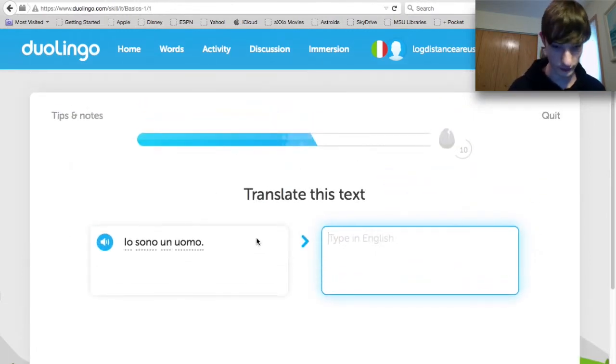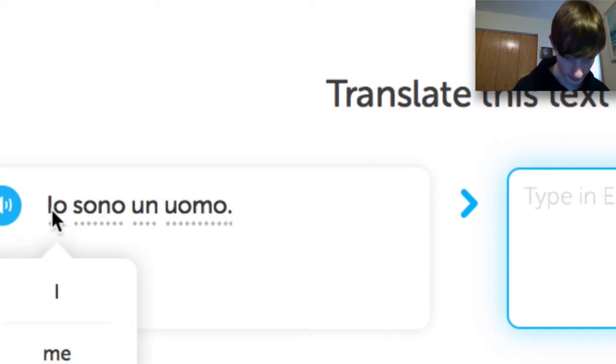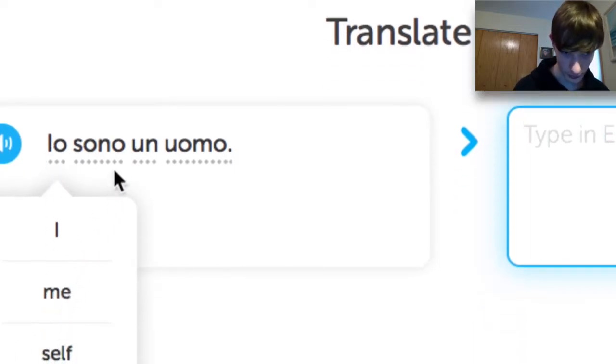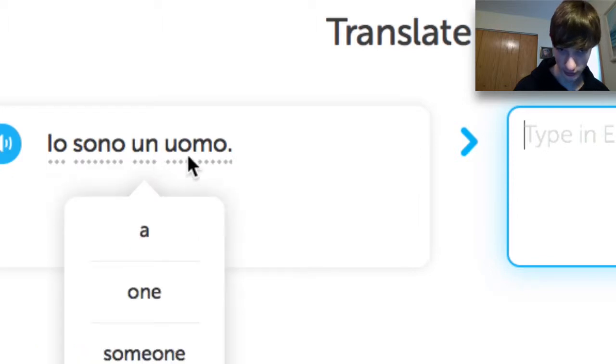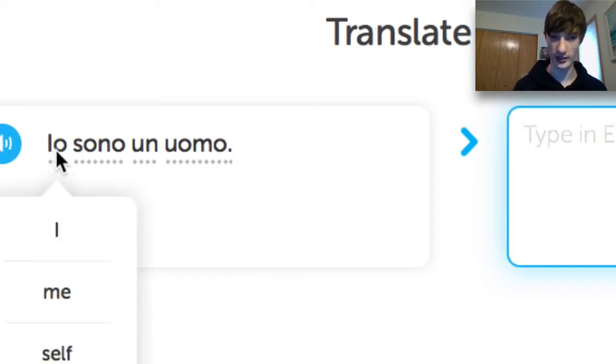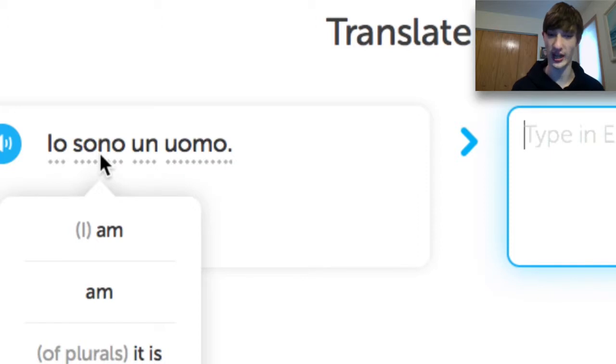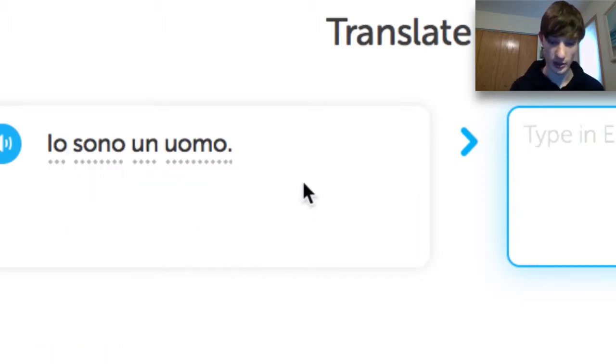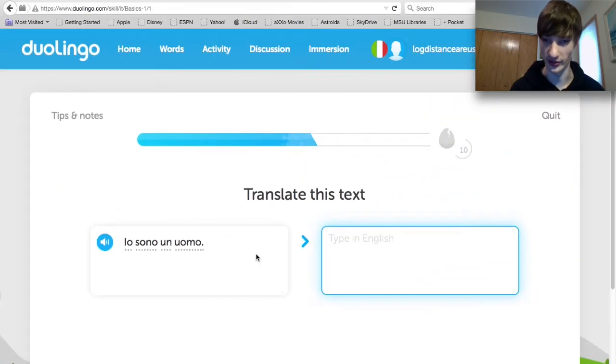Yeah, move on. Io sono un uomo. Io is essentially "I." Now, because sono is conjugated to say "I am," just like "you are" and "he is" look different, you can tell it says "I am." So you really don't need the io at the beginning. That's just my knowledge from Spanish. I'm assuming Italian's the same way. I think I saw a tip in Duolingo earlier when I did this lesson the first time, when I thought I was recording. So, I am a man.